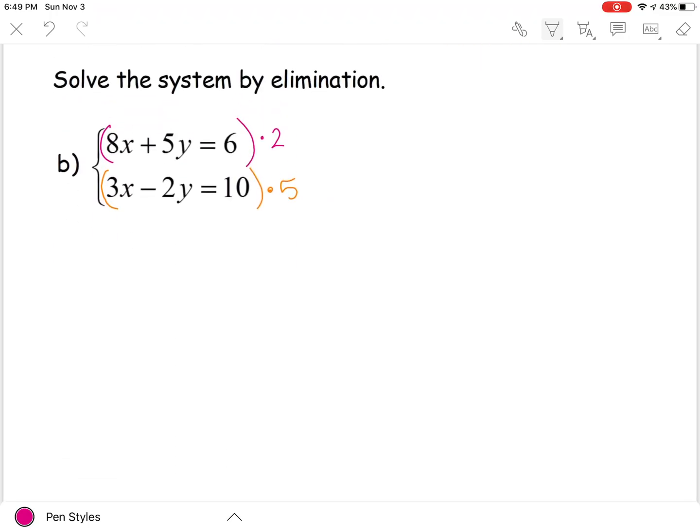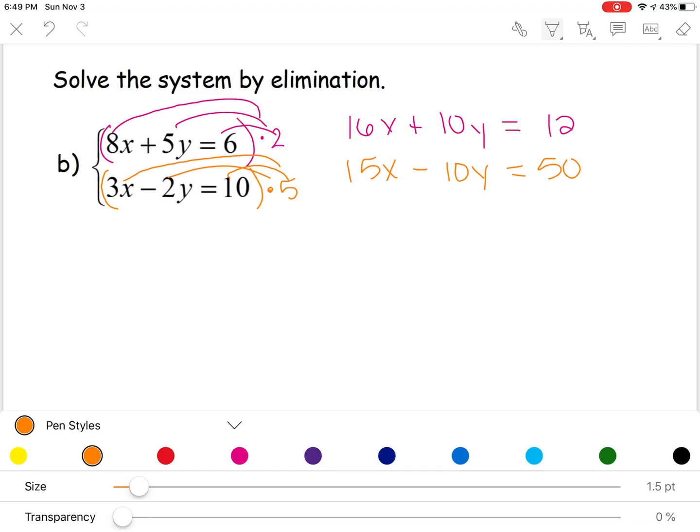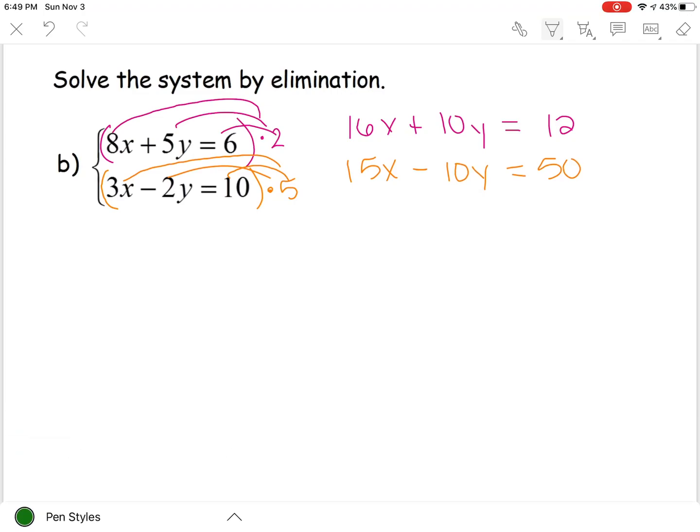All right? Everything. So we'll have 8x times 2 is 16x, 5y times 2 is positive 10y, and 6 times 2 is 12. So then we have 3x times 5 is 15x, negative 2y times 5 is negative 10y, and 10 times 5 is 50. So now we have everything lined up and we have a pair of opposites. So we just need to combine our expressions. 15x plus 16x is 31x, 10y minus 10y is 0, and 12 plus 50 is 62. And our y's eliminated, which is what we wanted to happen.